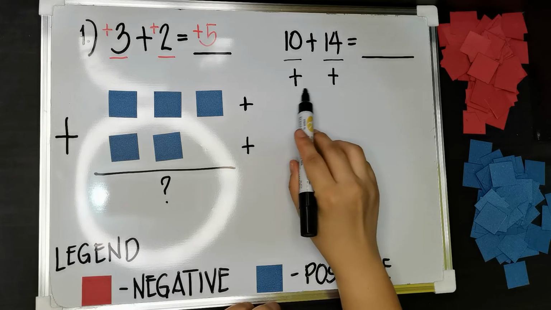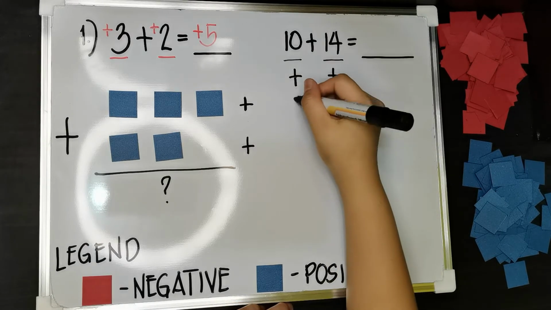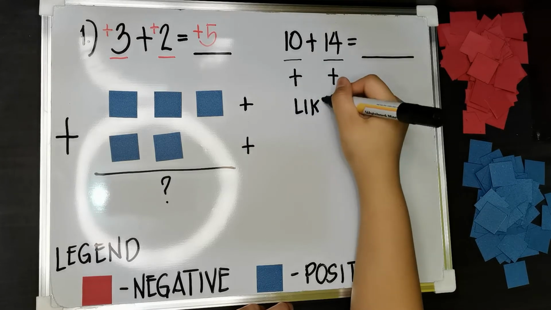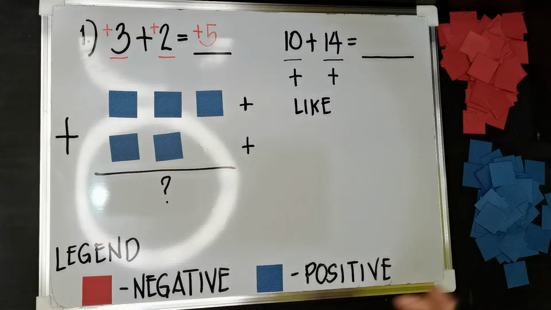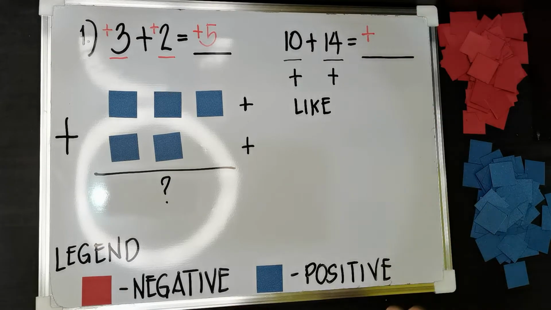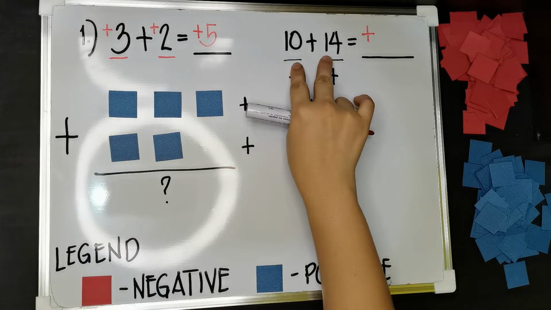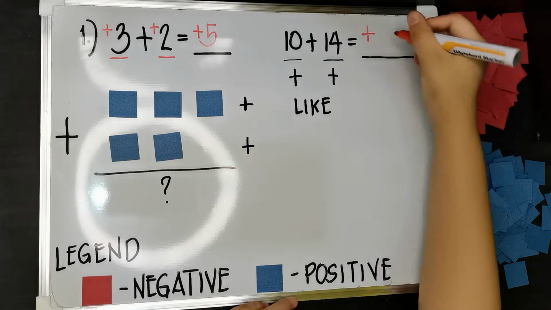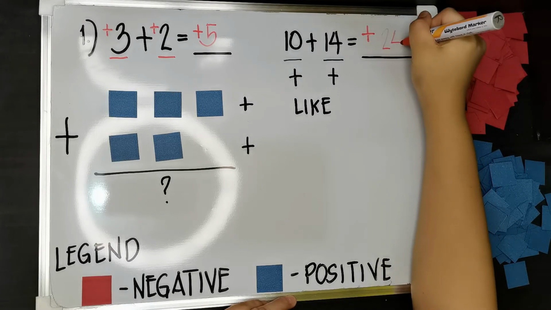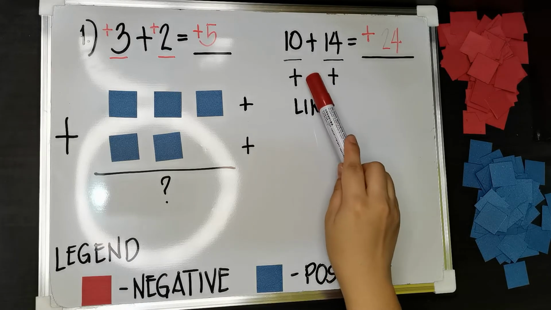So, as you can see, positive, positive, positive, they are like signs. So, kapag like signs, ang gagawin mo lang ay kopyahin mo lang yung sign. So, parang you just copy the sign. Tapos, parang normal na nag-add ka lang ng whole number. 10 plus 14, that is equal to 24. So, that is how we add integers with like signs. Okay?